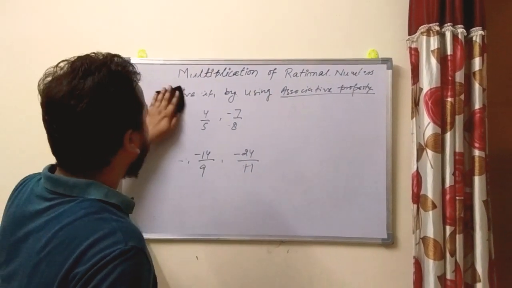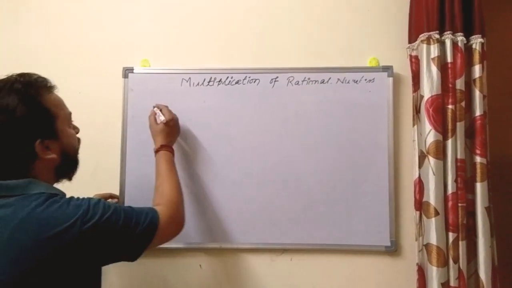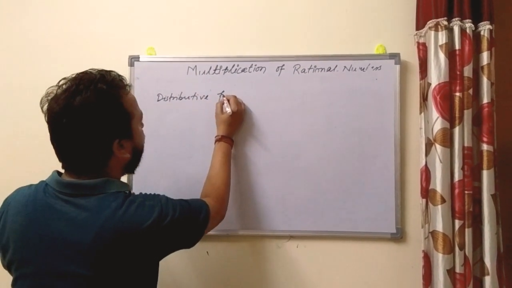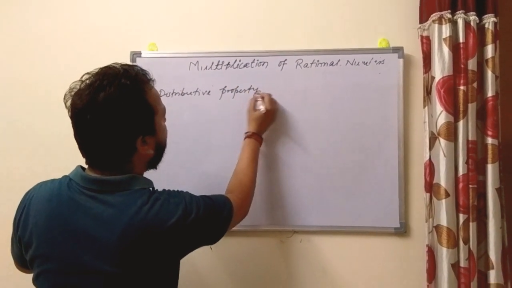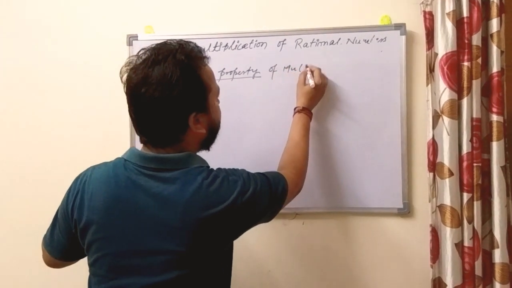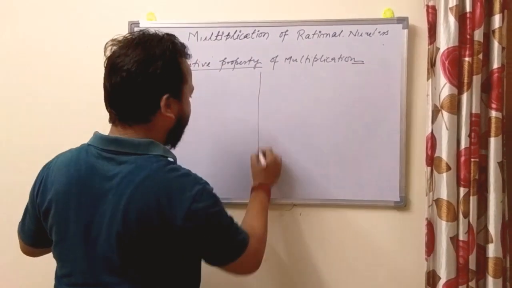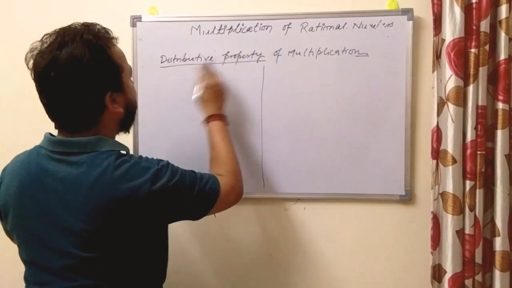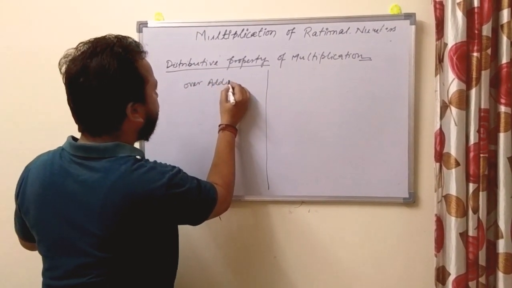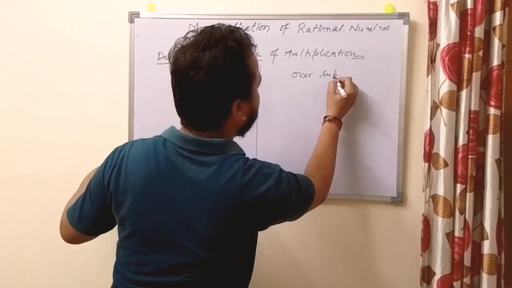So now come to next property, that is distributive property of multiplication. There are two types of distributive property. First one is distributive property of multiplication over addition, and second one is over subtraction.